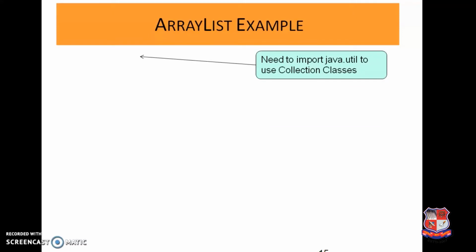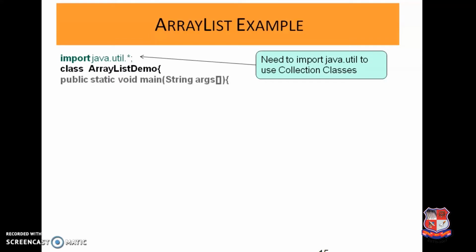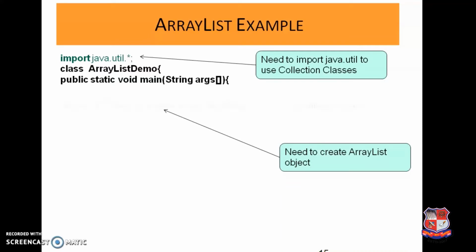So first of all, you need to import java.util to use collection classes which are available in Java collection framework. Next, you will define your class and define main, and then after you need to create array list object. This array list stores string. That is the reason we need to specify in the type that it will be able to store strings.